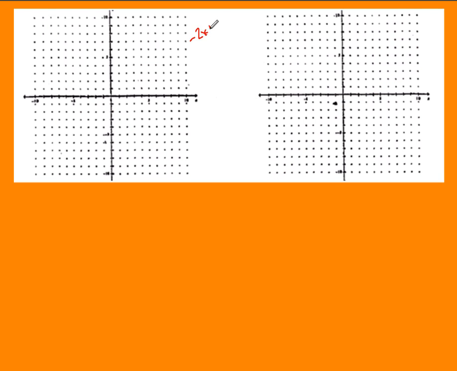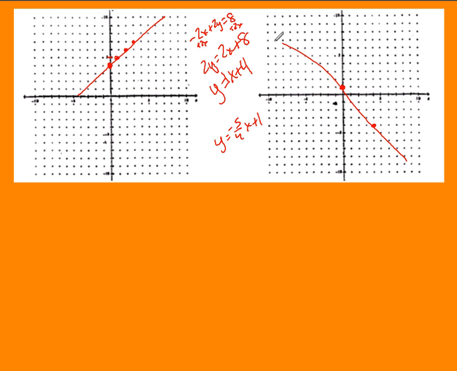For 17, it was -2x plus 2y equals 8. Get y by itself. Add 2x to both sides. 2y equals 2x plus 8. Divide everything by 2. Y equals x plus 4. So starting at 4, the slope is 1, so it's up 1 over 1. There is your line right there. And the last one, y equals -5/4 x plus 1. Start at positive 1, go down 5, right 4, connect the dots, and there you have it.